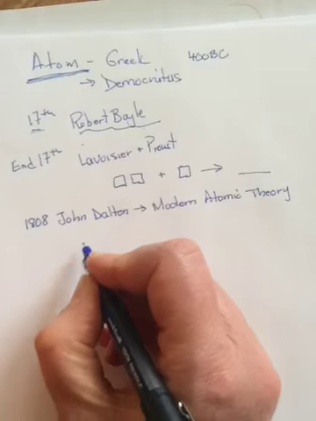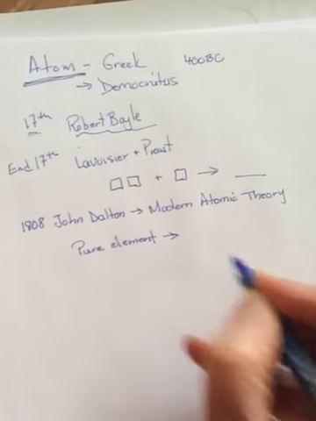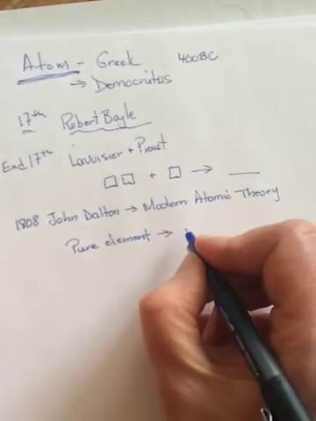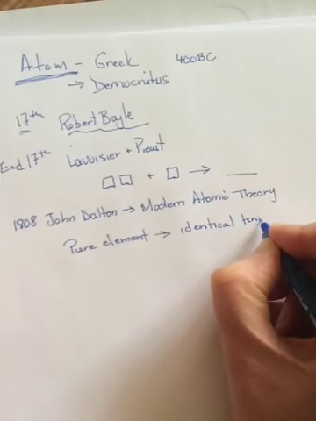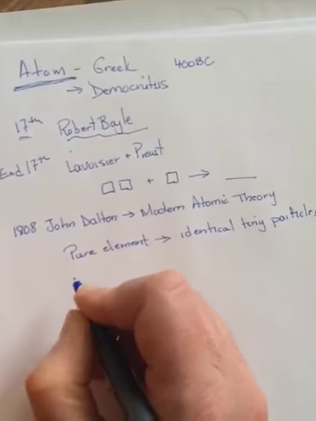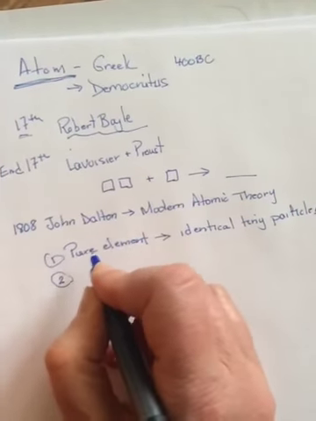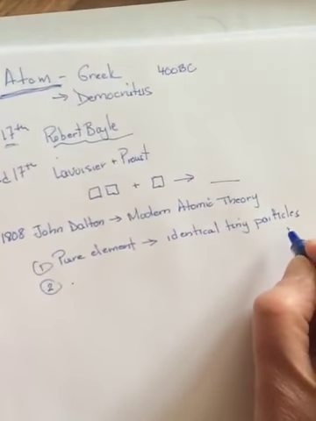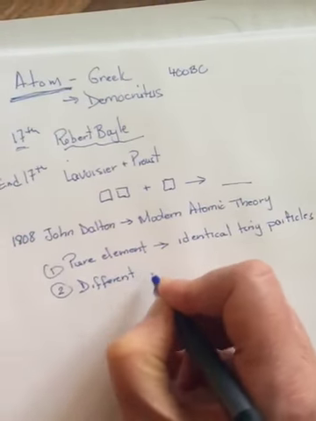And he said when you have a pure element, it is made up of identical tiny particles. So all of the particles in an element are identical tiny particles, which of course he called atoms. So identical atoms. Whereas different elements, so a pure element, this might be copper, it might be aluminum. So copper would have all the same atoms inside of it, and they would all be tiny little particles. But different elements would have different tiny particles.